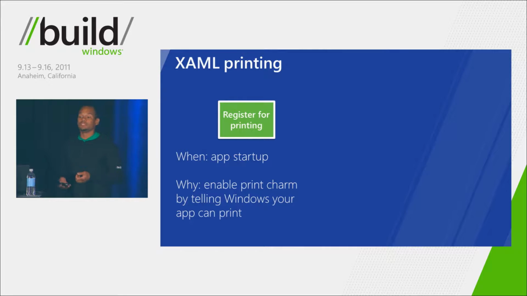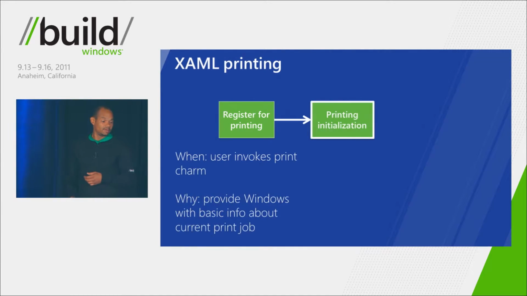The first thing you need to do is register for printing. Registering for printing simply tells Windows that my app knows how to print in Windows 8. So when the user swipes in from the right and hits the devices charm, Windows 8 will show all the printers that are available. You should do this in your app at startup. The next step is printing initialization, which simply gives Windows a little bit of information about the print job that you're about to execute. This happens when the user has swiped in, hit the devices charm, and is ready to start the printing process.